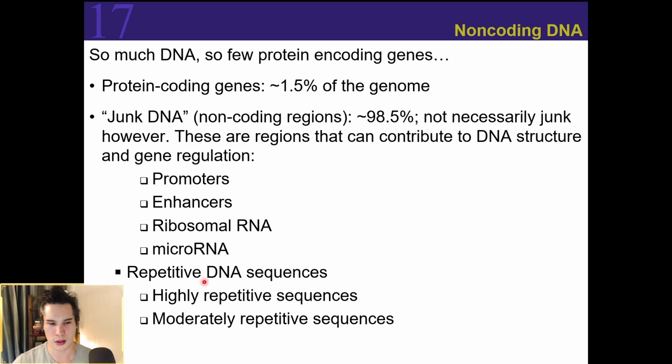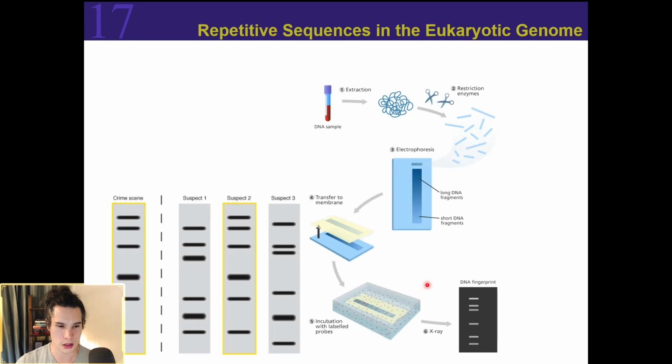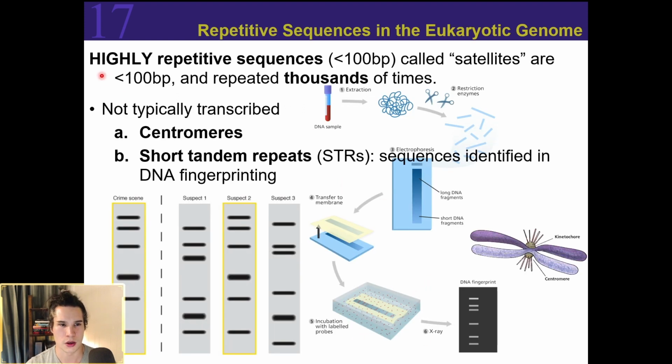And then we also have large stretches of repetitive DNA sequences. We have highly repetitive sequences, and we also have moderately repetitive sequences. Our highly repetitive sequences, which are typically less than 100 base pairs, we call satellites, and they are typically repeated thousands of times.